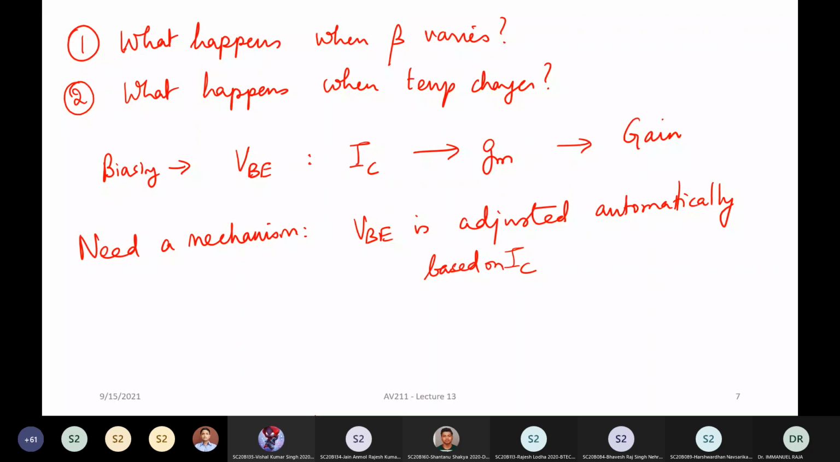So you need a mechanism which will look at the amount of current that is being drawn, look at IC, and then tweak your VBE. And this process has to happen continuously, and it has to happen automatically. Right? You cannot have a potentiometer and then look at an ammeter, change it, and then after 2 minutes look at the ammeter and change it again. You cannot do it manually. It has to happen automatically. Now, how to do that?